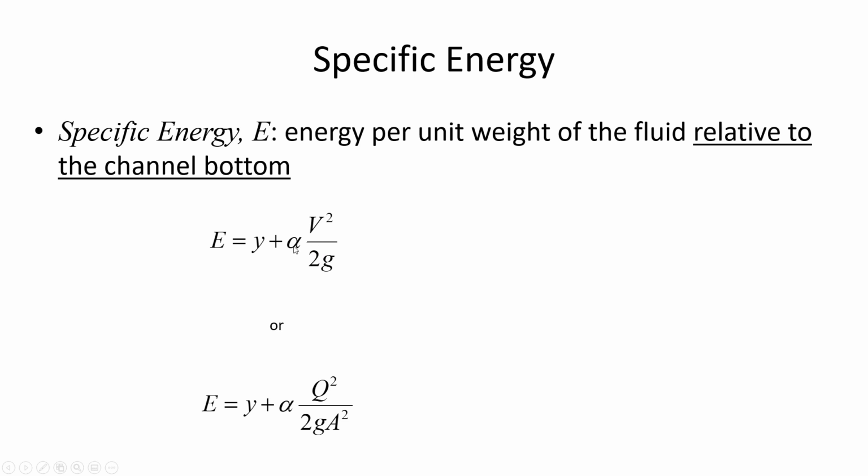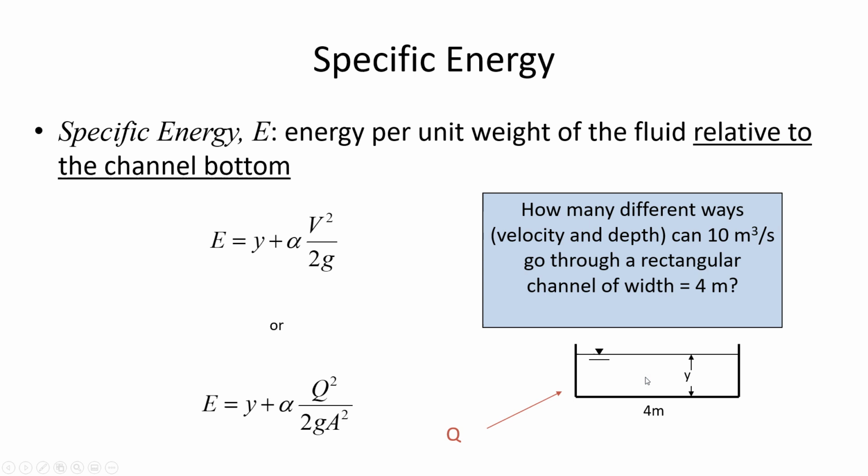And of course, sometimes it's more convenient, instead of expressing velocity head in terms of v, we can express it in terms of q. So q squared divided by 2ga squared, that's the same as this velocity head. Now, in a rectangular channel like this, it's 4 meters wide, and let's say it's carrying a flow rate of 10 cubic meters per second.